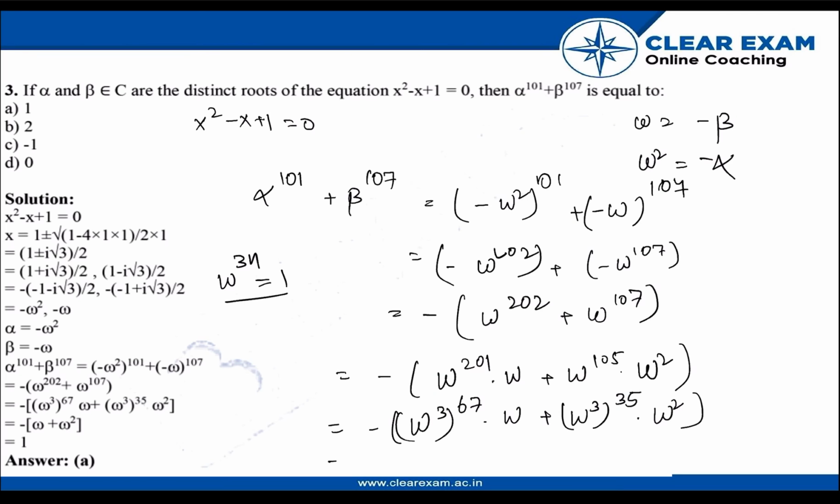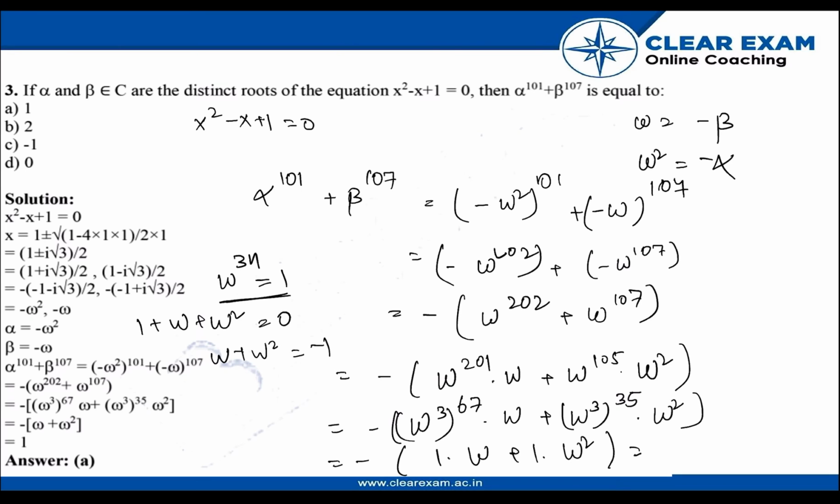So omega cube, as we figured out, is equal to 1, and 1 to the power anything is 1. So 1 into omega plus 1 into omega square equals, now there is another complex number property, that is 1 plus omega plus omega square is always equal to 0. So with this we find omega plus omega square equals minus 1. So minus of omega plus omega square is equal to minus of minus 1, which is equal to plus 1. So the correct answer to this question is option A, 1.